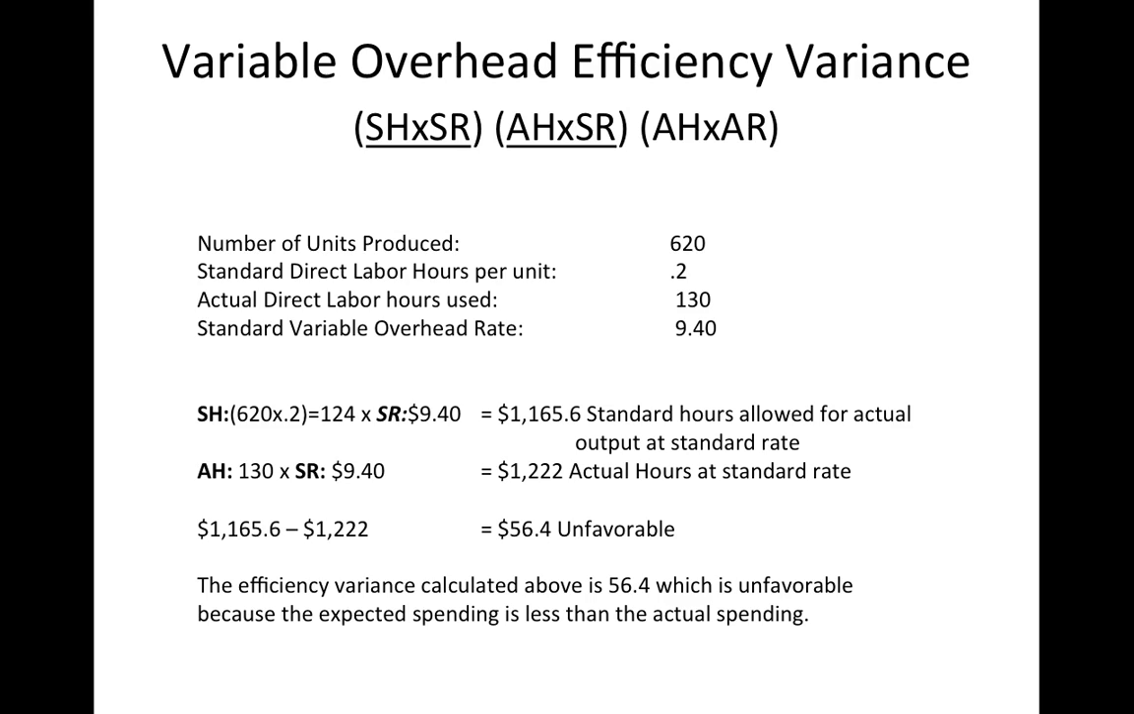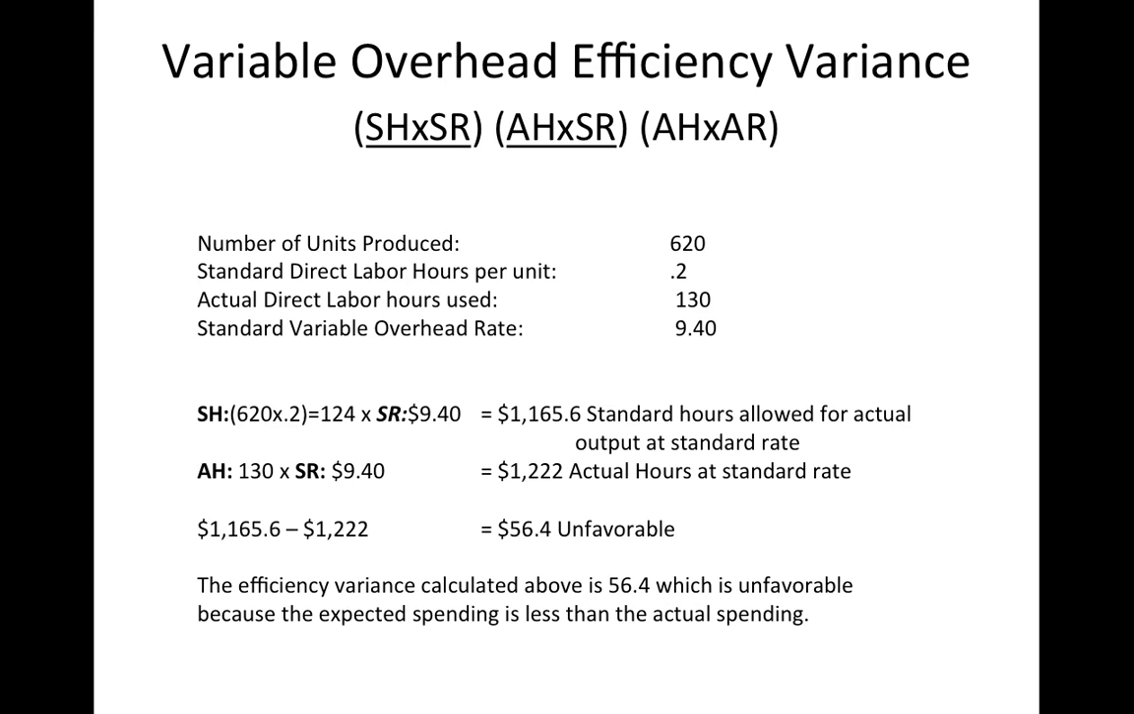Now we're going to show an example of the variable overhead efficiency variance. This example gives you the number of units produced, which is 620, the standard direct labor hours per unit, which is 0.2, the actual direct labor hours used, which is 130, and the standard variable overhead rate, which is $9.40. And to start off, we're going to calculate the first two underlined parts of the equation shown above, which is the standard hours allowed for actual output at standard rate, and then we're also going to find out the actual hours at standard rate.